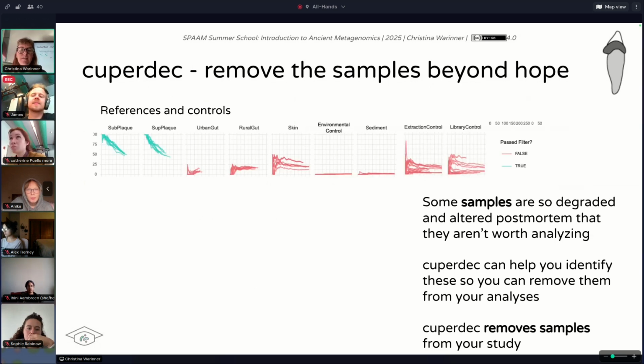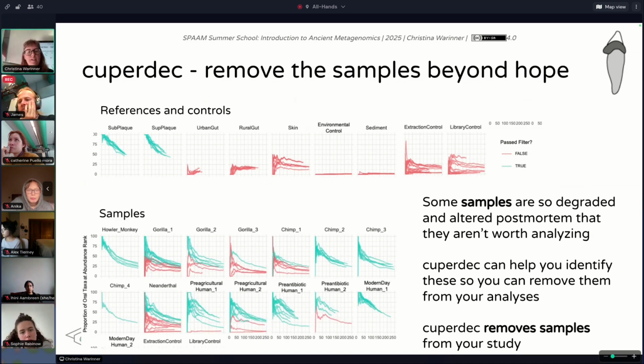So what this does is, this is a model here. Shown in blue are examples for subgingival plaque and supergingival plaque. We're here going to be looking at calculus. And then we have a whole bunch of controls. What it's looking at is plotting the cumulative decay curve of oral microbes. And you can see that blue means pass and red means fail. So when we apply this tool to a variety of reference sources, we can see our oral samples pass and these control samples that are not oral all fail.